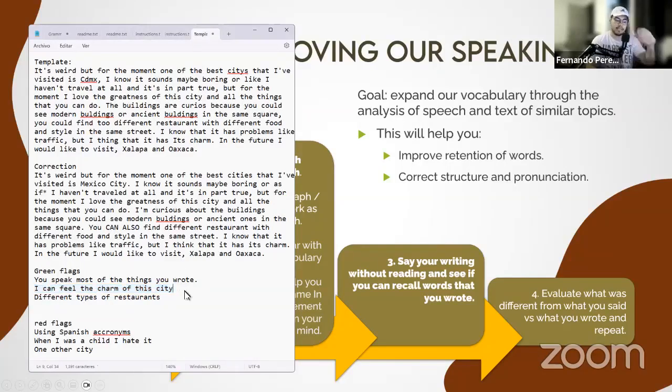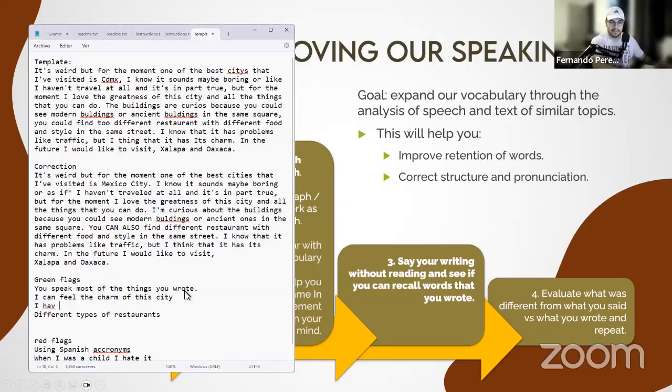Another positive point that you said: I have visited. You know, you are now expanding your speech to a new structure. You are using structure 6 when you are talking about your life, because when you started the course you only spoke in past, and now you have the ability to change structures. So very good use of structures.